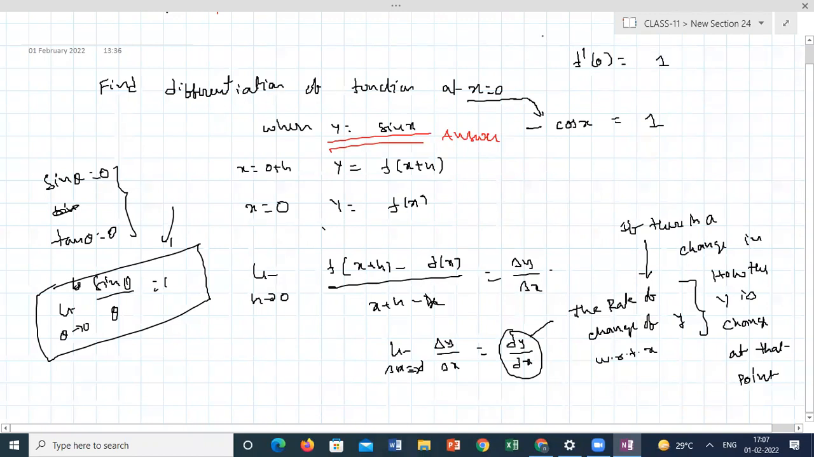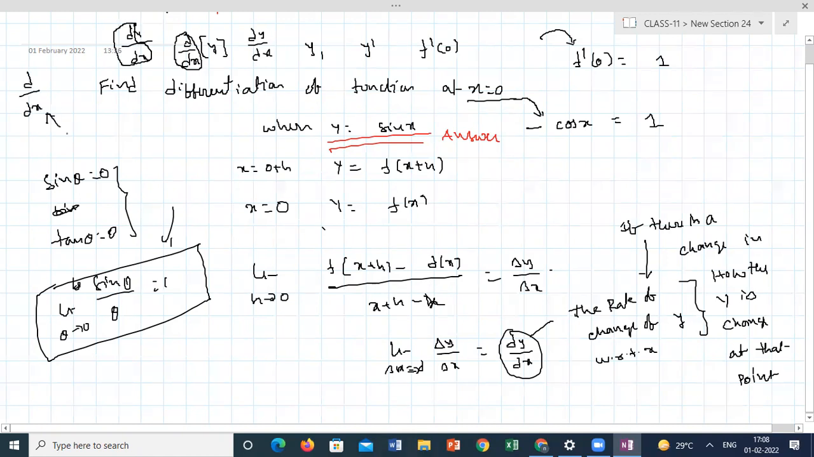This symbol will be useful for differentiation. Generally they will use f dash of x, y1, y dash, dy by dx. This is nothing but dy by dx of the function. That is the meaning of the symbol. This dy by dx, you can't split like dy is numerator and dx is denominator. It's not like that. This is called the differential operator.